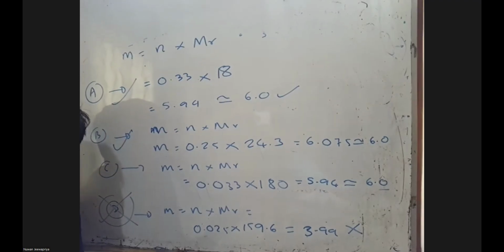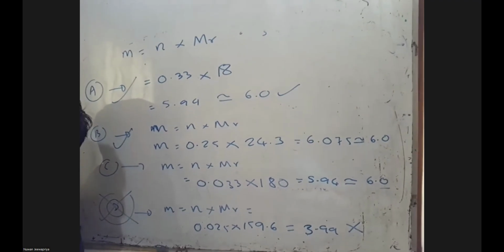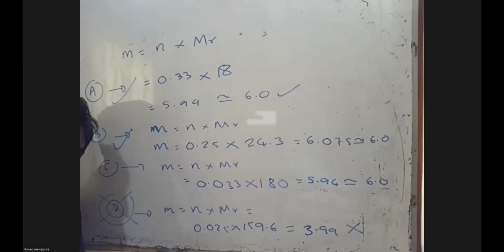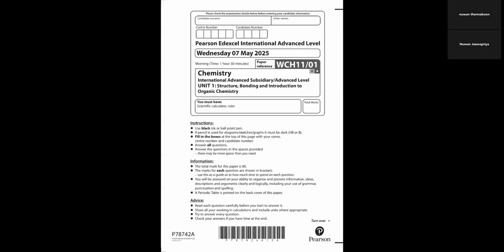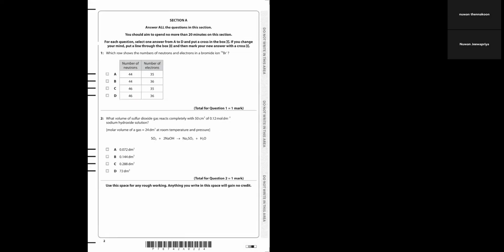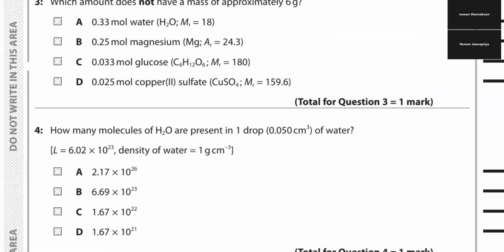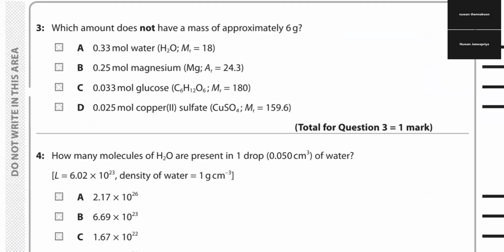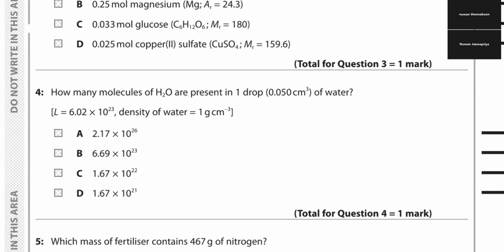Right. Now we go to the next question, that is question number 4, I guess. So we see what question number 4 is. Now you see the question number 4 is this one. How many molecules of water are present in 1 drop of water? So they have given the volume of 1 drop and they have given the density of water also. Right. So we see then how to find the answer for that.